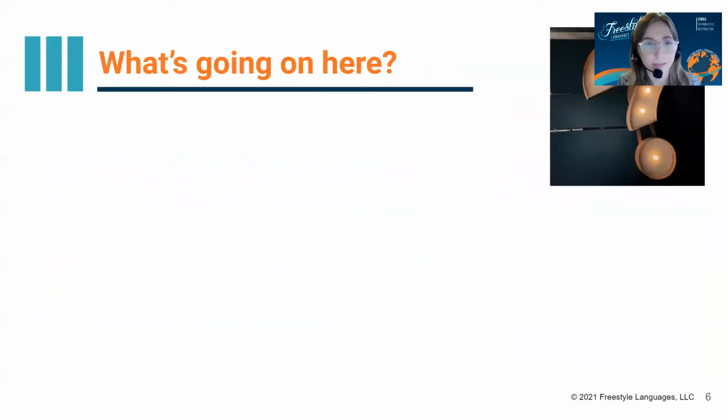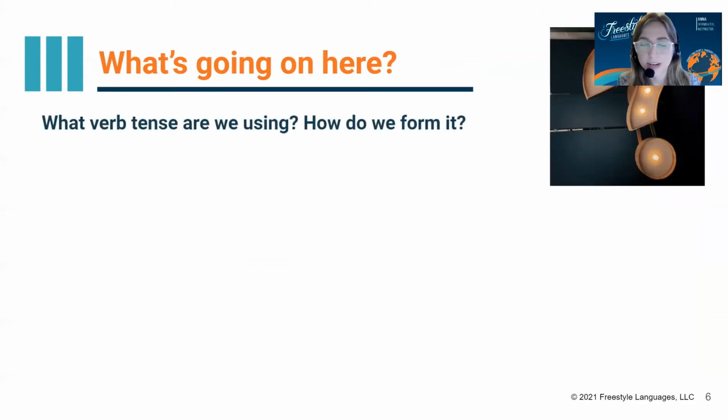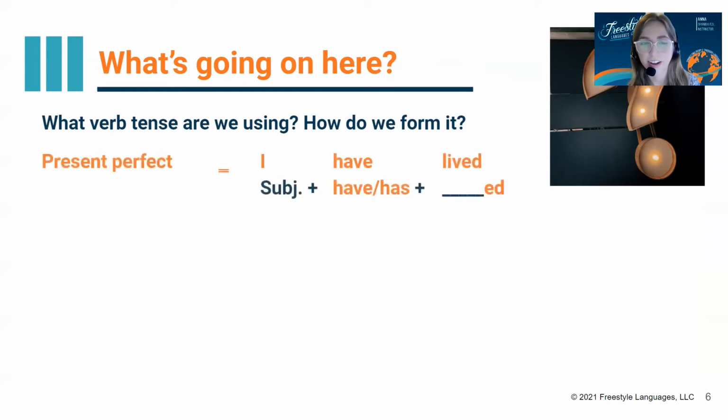Okay, so what's going on here? What verb tense, ¿qué tiempo verbal, are we using? And how do we form it? Okay, maybe some of you were thinking this. Yes, we are using the present perfect, and this is formed: I have lived. So subject, then have or has, right? Have, except for he, she, and it, then we say has, plus our verb in the past participle. The past participle is our ed form, right? So from the verb to live, we get lived.